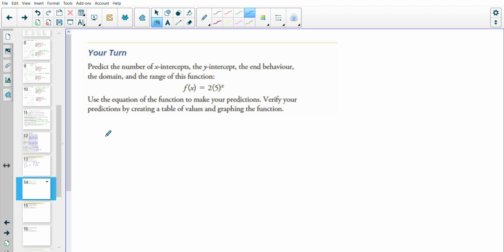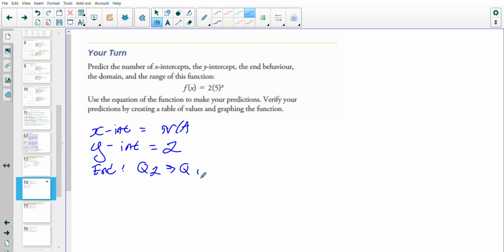Alright, let's take up this question. So we have x-intercepts, that's not applicable, right? Because it's an exponential function, it does not have any x-intercepts. The y-intercept is 2, because we have an a value of 2. The end behavior is Q2 to Q1, because it's an exponential function. The domain is x is any number that's real, and the range is y must be greater than 0.